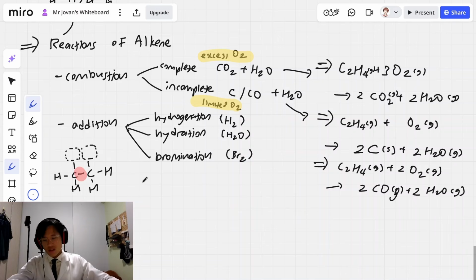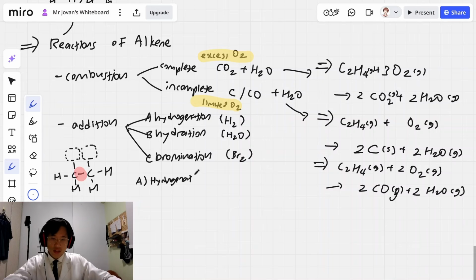Now let's try going through hydrogenation. I'll call this A, B, and C. Let's start with A. So, hydrogenation.